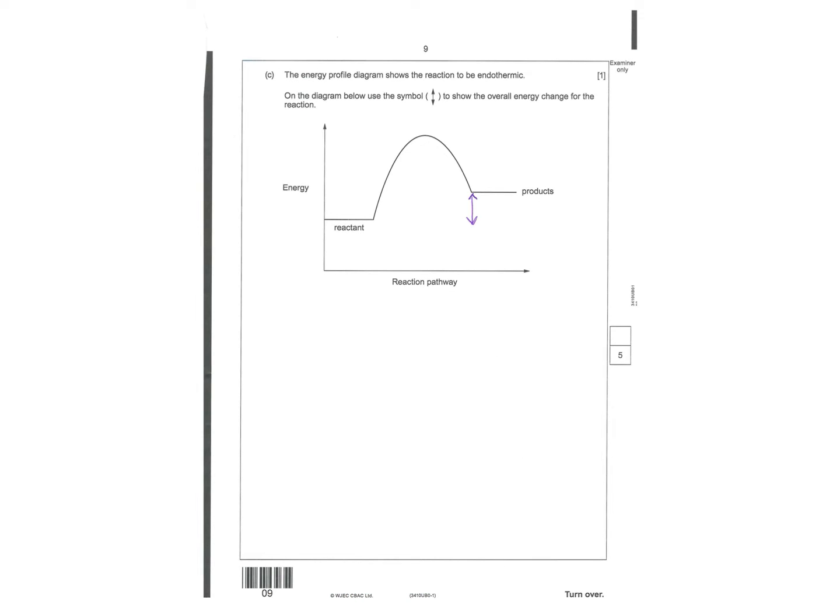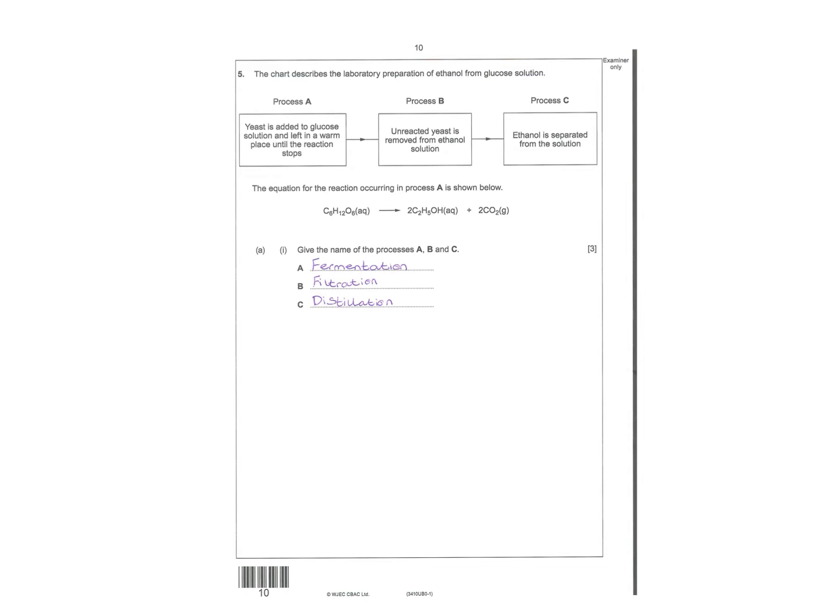So in this diagram then it says to show the overall energy change. That's always the difference between the reactant and product. So then it's asking us to work out what's going on in each of these stages. So yeast is added to glucose, so that's fermentation. Unreacted yeast is removed, so that's a filtration, removing that unreacted yeast. And then ethanol is separated from the solution, use distillation to separate.